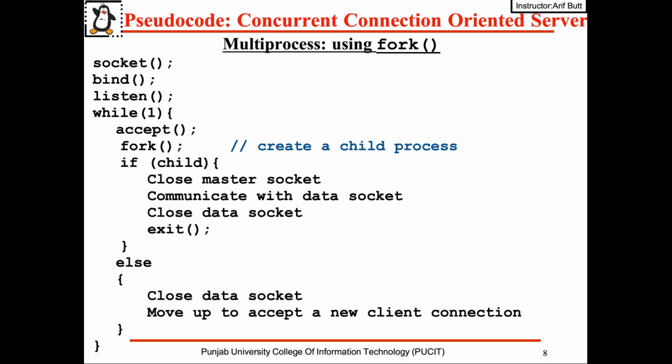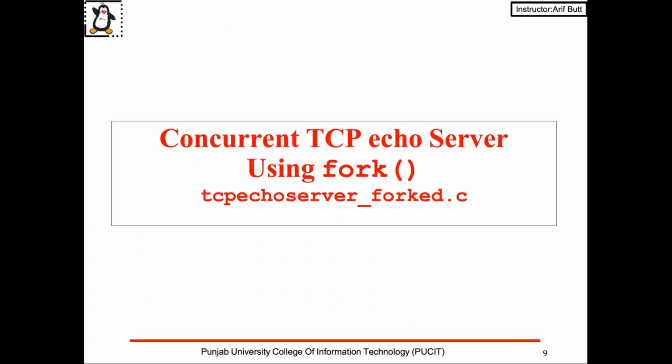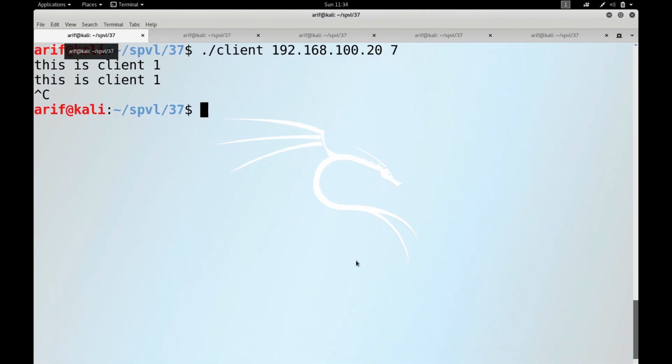Well, this slide shows the pseudocode. Note the child process communicates with the client while the parent closes the data socket and moves up to accept a new incoming connection. So we have a fair idea of using fork with a concurrent server. It's time to move to the Linux terminal and review as well as run a concurrent echo server using fork. Let's come up over here. Let me show you the code. vim tcp_echo_server_forked.c.